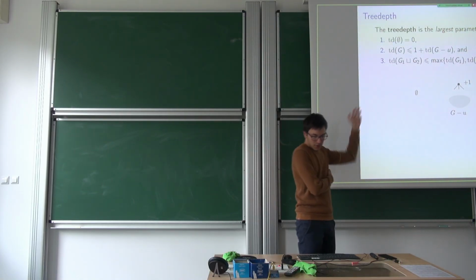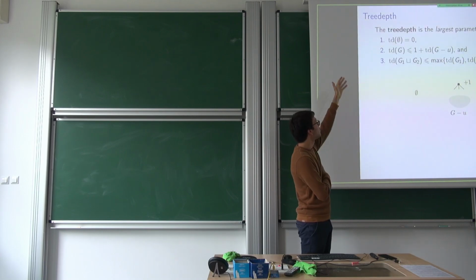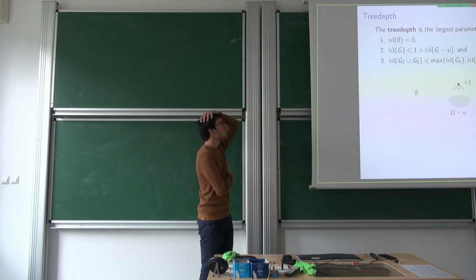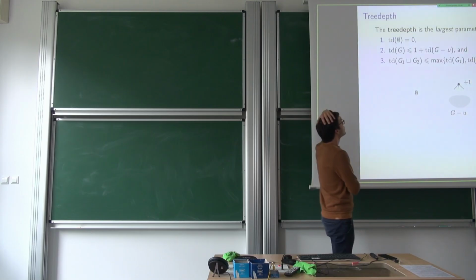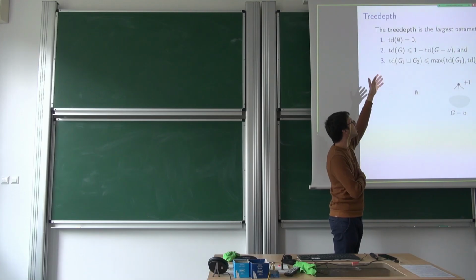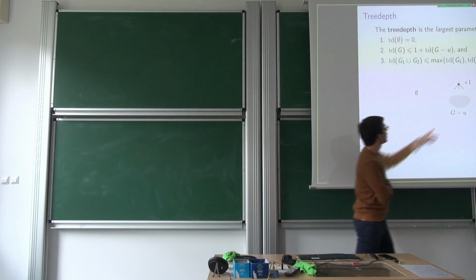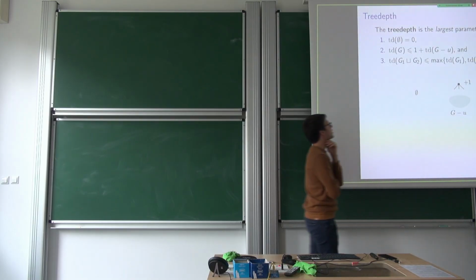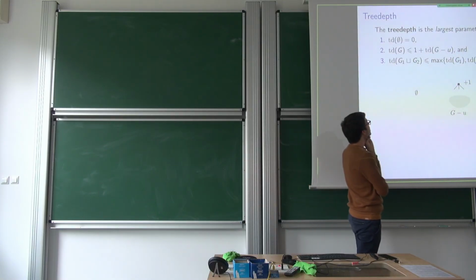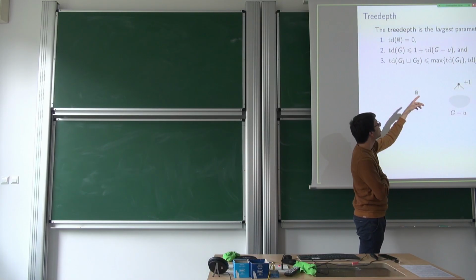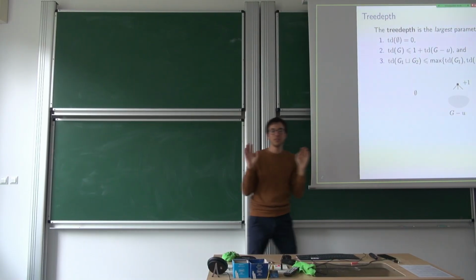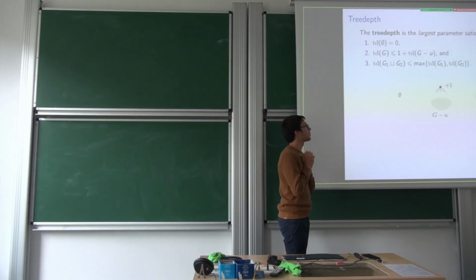So first, you have a base case. So the treedepth of the null graph, the graph with no vertices, is 0. Okay. When you add a vertex, you increase the treedepth by at most plus 1. So for every graph G, the treedepth of G is at most 1 plus the treedepth of G minus U. Okay. So adding a vertex, whatever its neighborhood is, is just at most plus 1. And if you have two graphs G1 and G2, then the treedepth of their disjoint union is at most the maximum between the treedepth of G1 and the treedepth of G2. So this is really free. A disjoint union is free. It doesn't increase the treedepth of your graph. Okay?